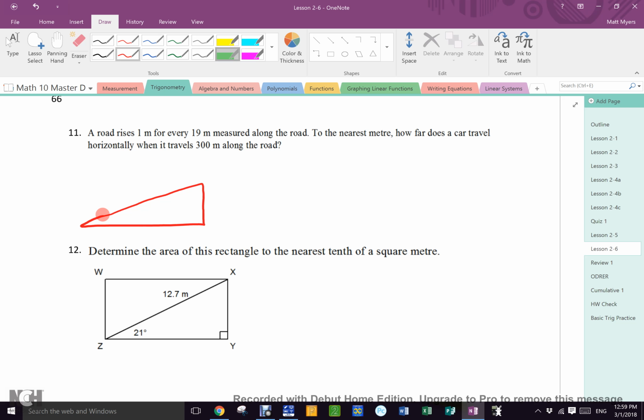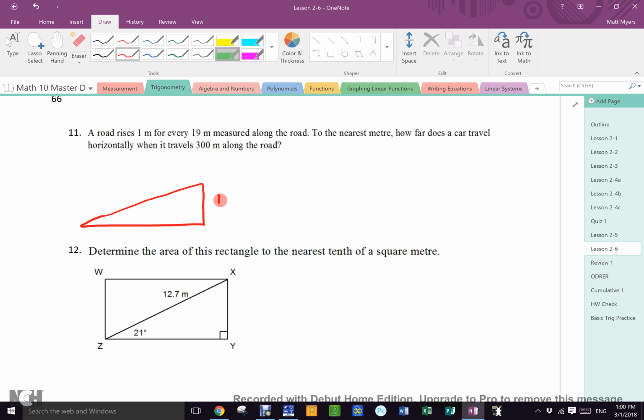Now what? How far does the triangle rise? 1. Where's the rise? Is it the vertical, the horizontal, or the diagonal? It is the vertical. Excellent. Everybody who put a 1 there got it right. Where does the 19 go? The bottom one. The hypotenuse. No, because the car's the hypotenuse. Adjacent. No, because it's rising. So the road wouldn't be flat.